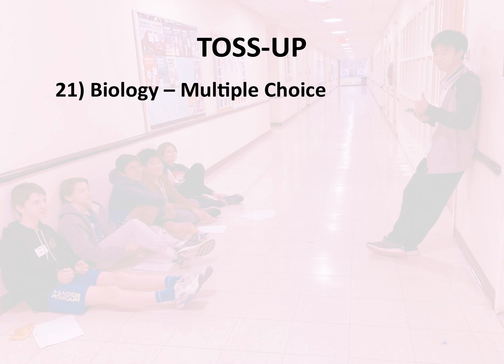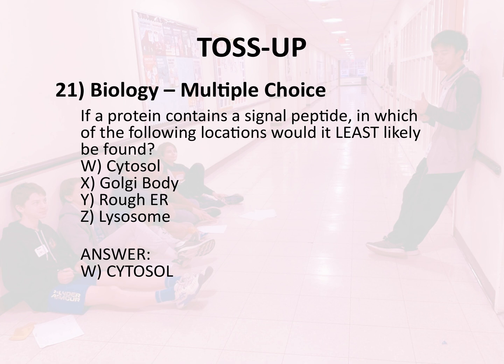Toss-up, 21. Biology, multiple choice. If a protein contains a signal peptide, in which of the following locations would it least likely be found? W. Cytosol. X. Golgi body. Y. Rough ER. Z. Lysosome. Answer. W. Cytosol.